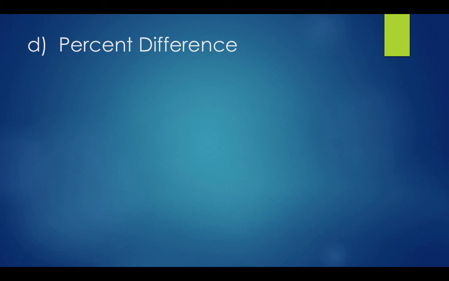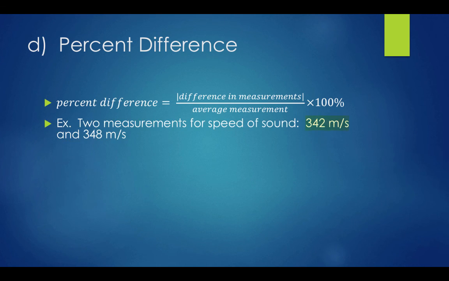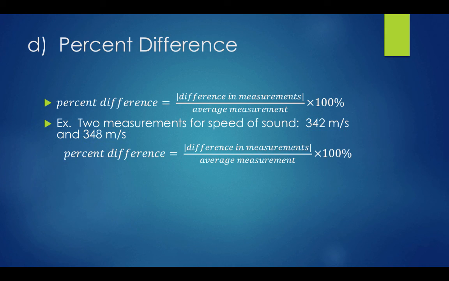The last measurement that we will look at is percent difference, which is very similar to percent error, but does not compare your measurement versus an accepted value. Rather, what it does is looks at your multiple measurements to determine how they differ as a percentage. In this example, you measure the speed of sound twice, once at 342 and once at 348 meters per second. The percent difference would be determined by calculating how much the two differ from one another, and then dividing the difference by the average of the two measurements. Then you would multiply by 100% to get the percentage.